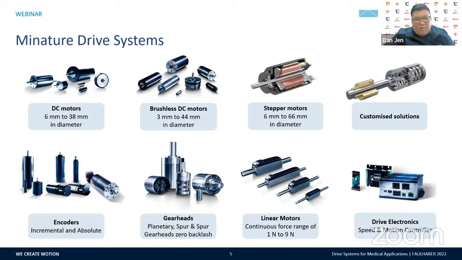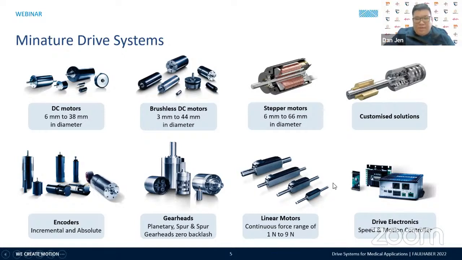Next, we have encoders, both incremental and absolute encoders. Gearheads: we have planetary, which is usually used in applications that require higher torque. We have spur gearheads for applications that require less noise generation or even less torque. And also we have spur gearheads with zero backlash for those very backlash-sensitive applications.